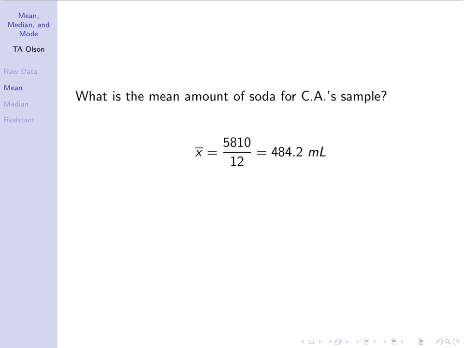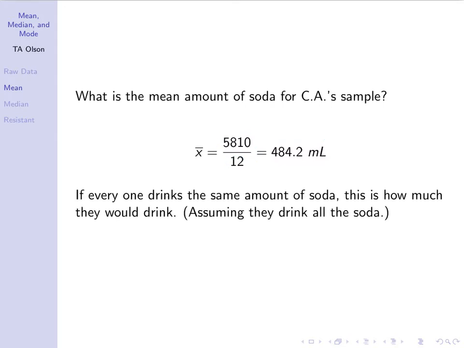So what I got is the sum of the data points was 5,810. I had my 12 data points, so the mean amount of soda in this sample was 484.2 milliliters. This is rounded. So what did we just calculate?